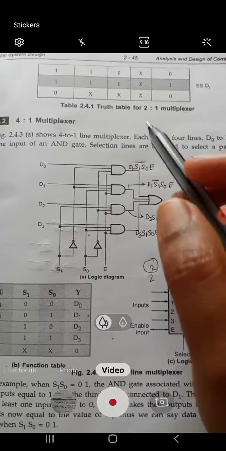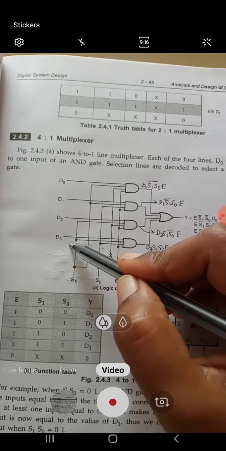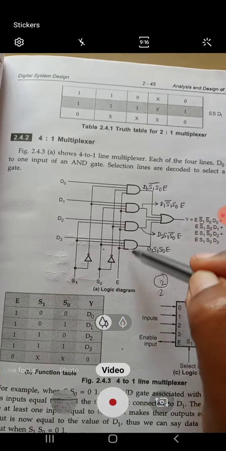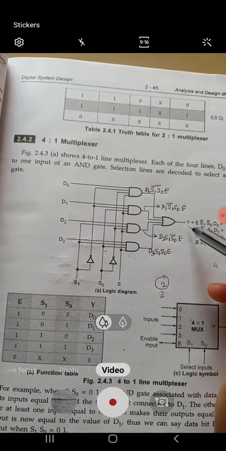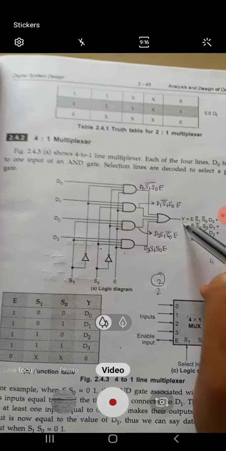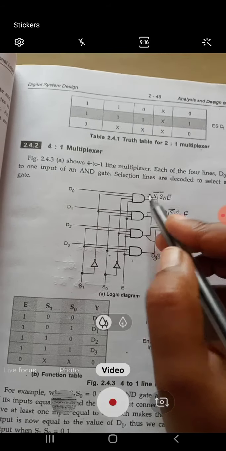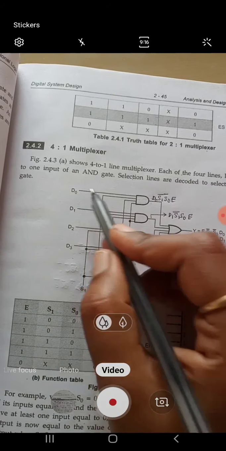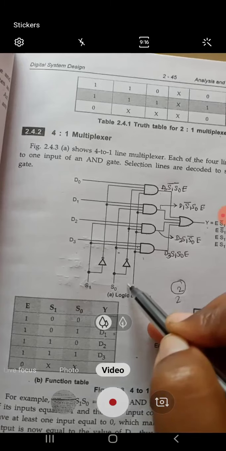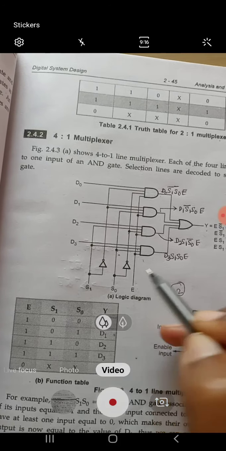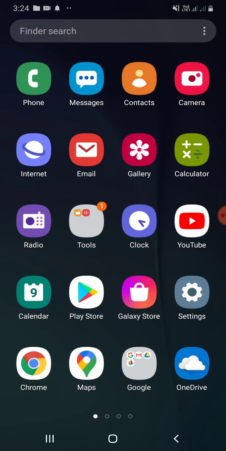Okay, so now see here again, four inputs, therefore you will have 4 AND gates. These are all combined to one OR gate to give an output Y. Okay, what is the output of this? See here, I have given one enable input. So you can see here you have an enable input and two select lines S0 and S1.